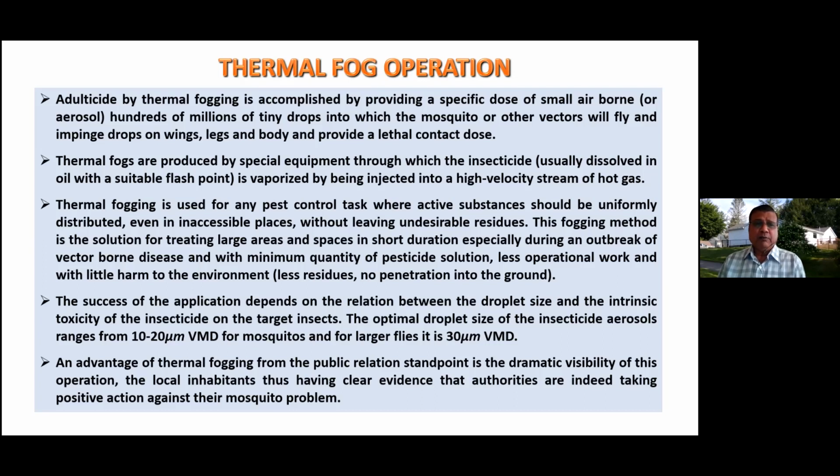Thermal fogging is used for any pest control task where active substances should be uniformly distributed. So it is not like residual spray where you spray at one side and certain times the coating will be more or less. But here the fogging will be uniformly distributed. The insecticide molecules will be uniformly distributed, even in inaccessible areas, without leaving an undesirable residue. That is very important. It doesn't leave any residues like residual spray.